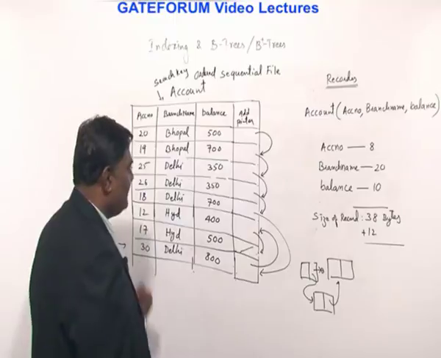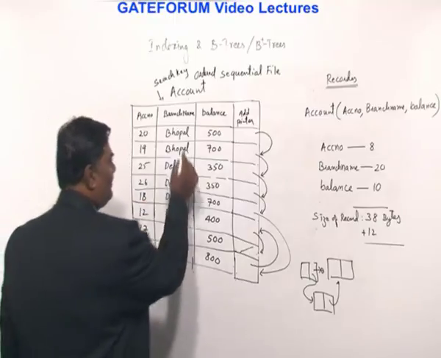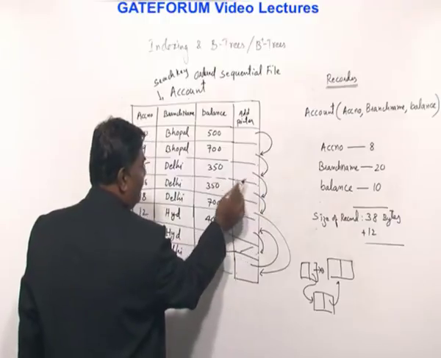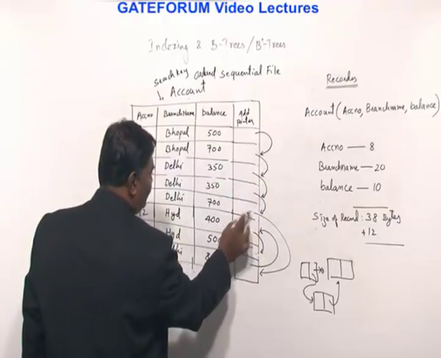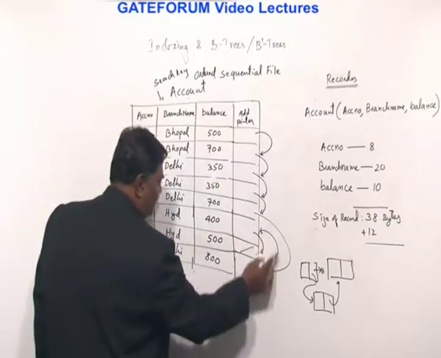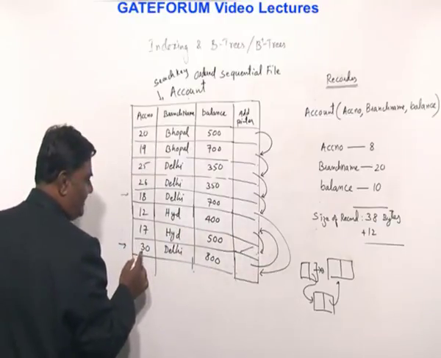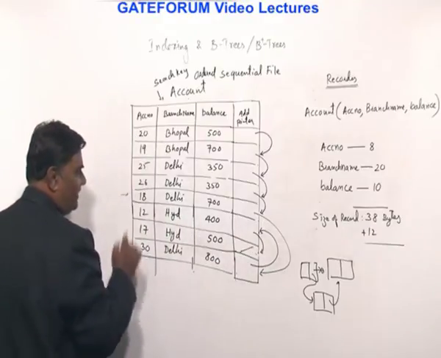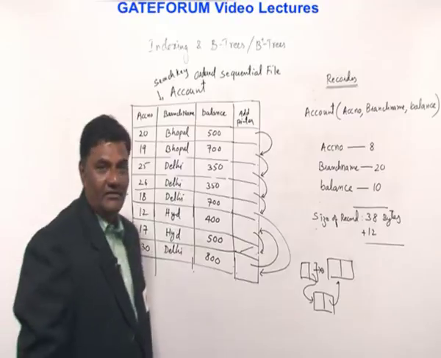So this should come here. Now you can see that we are getting the order. See this Bhopal record, the next record is Bhopal again, next is a Delhi, sorted order, then this one, then this one. Then after this 18th record, the next record is a record with account number 30, and the next record is this Hyderabad record with account number 12. So we are maintaining an order.